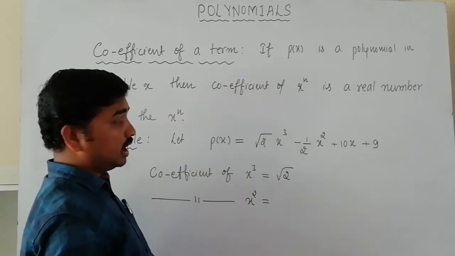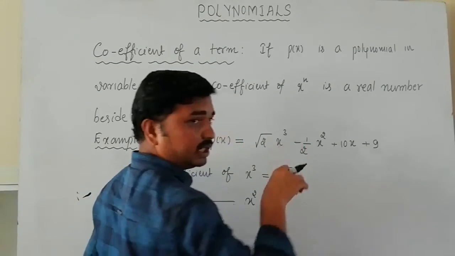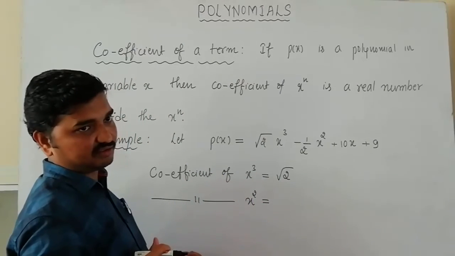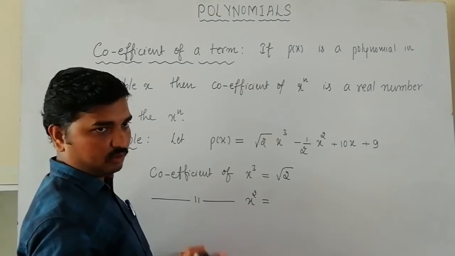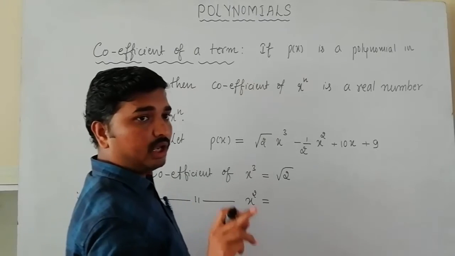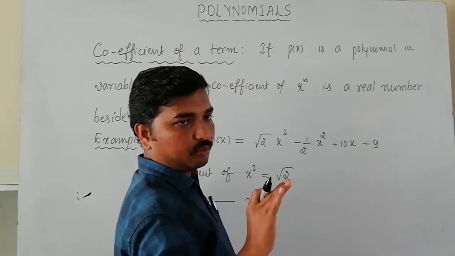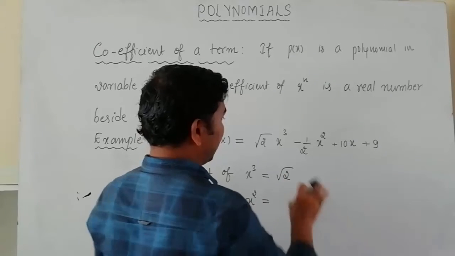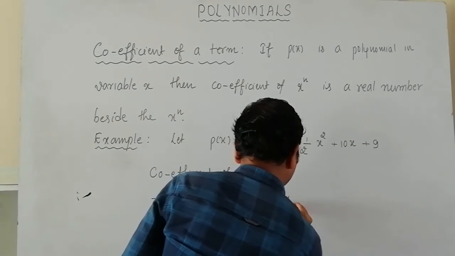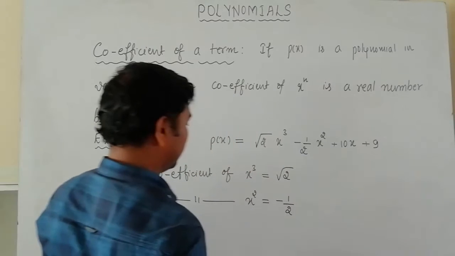Minus 1 by 2. Whenever the sign is negative, you need to include the sign also. If it is positive, there is no problem. If it is negative, you need to include the sign also. Remember, if you say just 1 by 2, your answer is wrong. You need to say minus 1 by 2. Okay, minus 1 by 2 is the coefficient of x square.